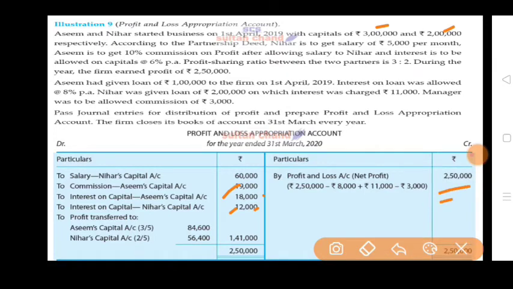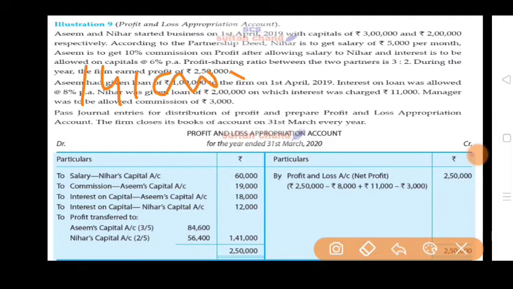After deducting, that is 2,50,000 minus 60,000 minus 19,000 minus 18,000 minus 12,000, the balance which we are getting is 1,41,000. So the balance is on the debit side, so it will be considered as profit transferred to Asim's capital and Nehar's capital. This 1,41,000 will be distributed among both the partners in their profit sharing ratio, and the profit sharing ratio is 3:2. So we'll divide this profit in their profit sharing ratio.